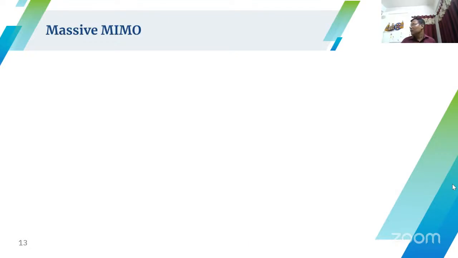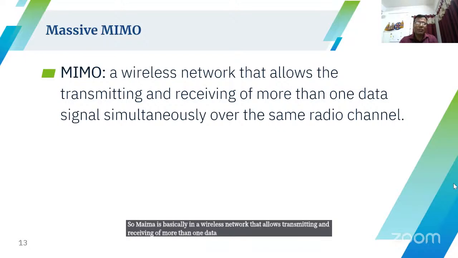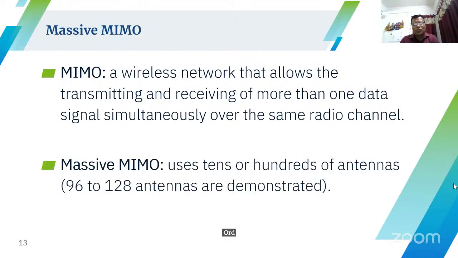The next technology which has been used is massive MIMO. MIMO is basically in a wireless network that allows transmitting and receiving of more than one data signal simultaneously over the same radio channel. That's the classical definition of the MIMO. Ordinarily, we used 2 or 4 antennas to have either code division multiple access or OFDMA kind of signals. But in massive MIMO, which is planned to be deployed in 5G, it can use tens or hundreds of antennas. Actually, 96 to 128 antennas are already demonstrated by a few companies like Huawei and Facebook. They have shown the MIMO system utilizing 96 to 128 antennas.